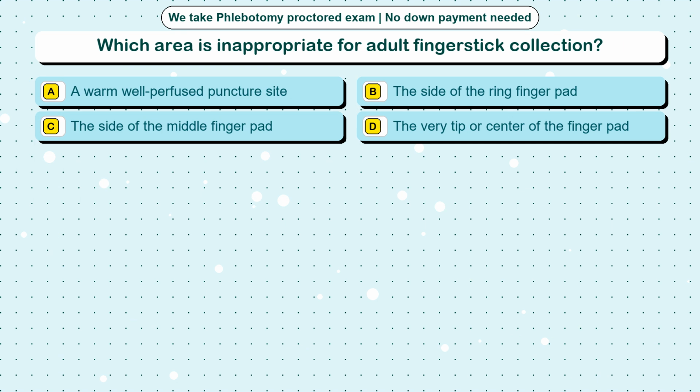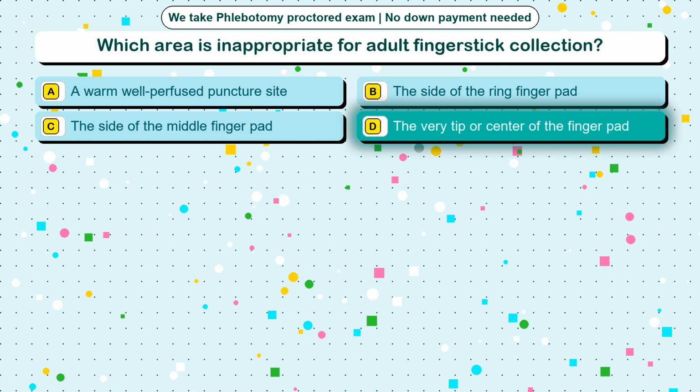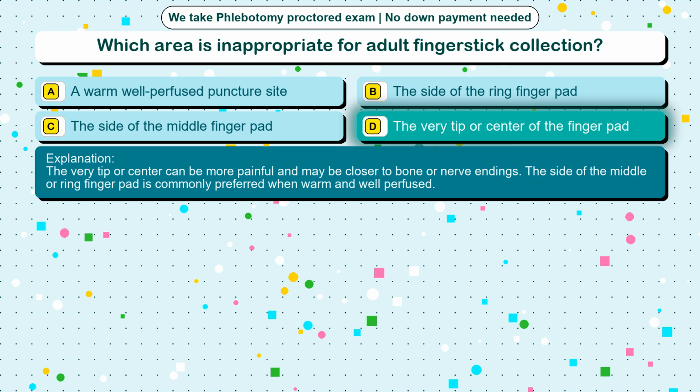Question 26. Which area is inappropriate for adult fingerstick collection? Option A, a warm well-perfused puncture site. Option B, the side of the ring finger pad. Option C, the side of the middle finger pad. Option D, the very tip or center of the finger pad. The correct answer is option D, the very tip or center of the finger pad. The very tip or center can be more painful and may be closer to bone or nerve endings. The side of the middle or ring finger pad is commonly preferred when warm and well perfused.